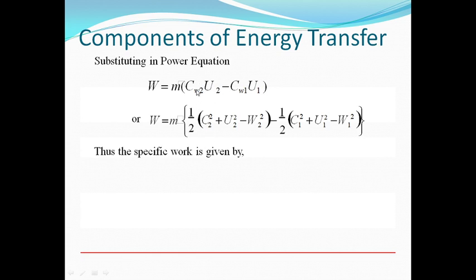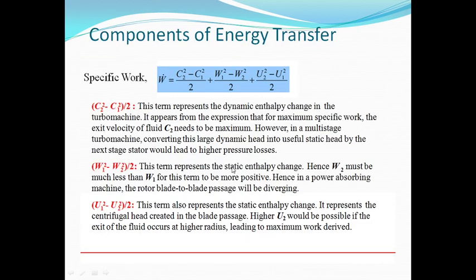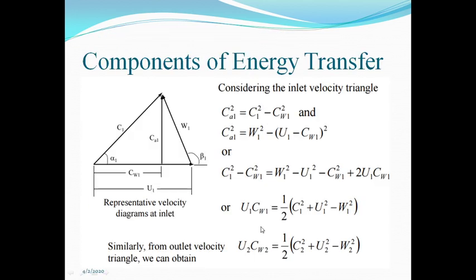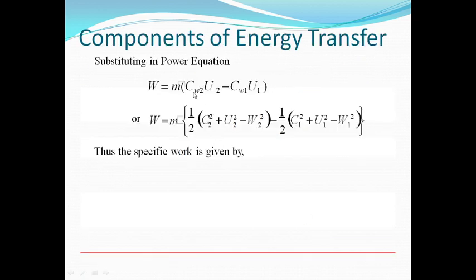If you substitute what I have shown here, I'm just substituting here. This we know, the work done formula. In the work done formula, we are just keeping those things. So ultimately, the work is equal to mass flow rate times half times C2 square plus U2 square minus W2 square, minus C1 square plus U1 square minus W1 square. So these are the inlet conditions, and these are for the exit condition.